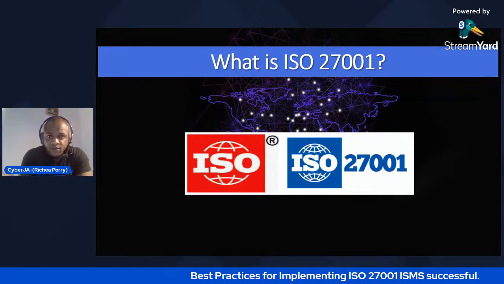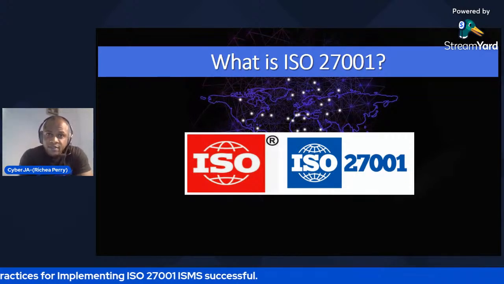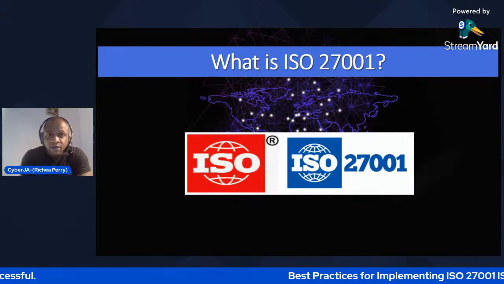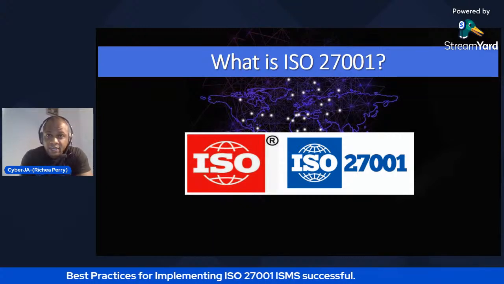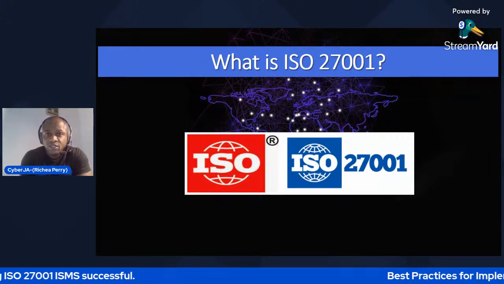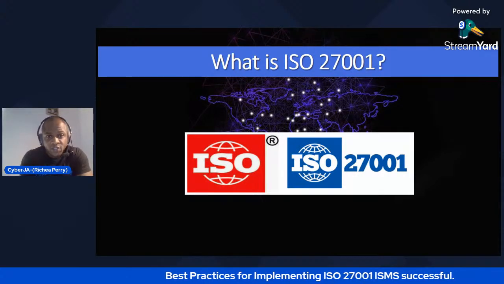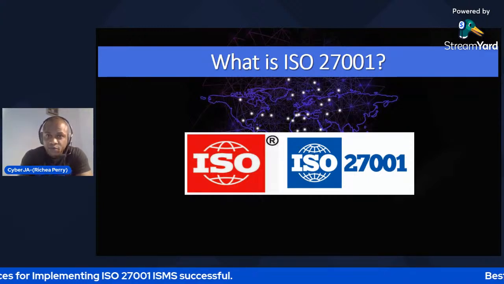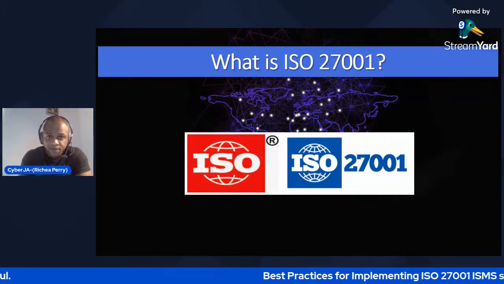So the ISO 27001 is an international information security standard that sets out and specifies the requirements for establishing, implementing, maintaining, and continually improving an information security management system. For short, ISMS. The ISO 27001 provides a systematic approach to the assessment and treatment of information security risk.